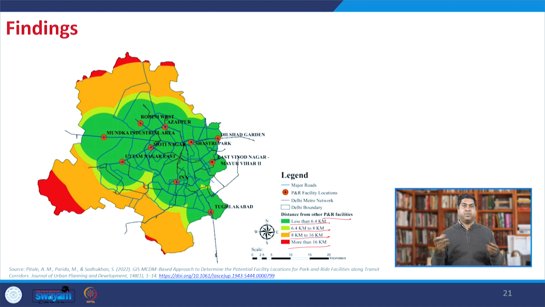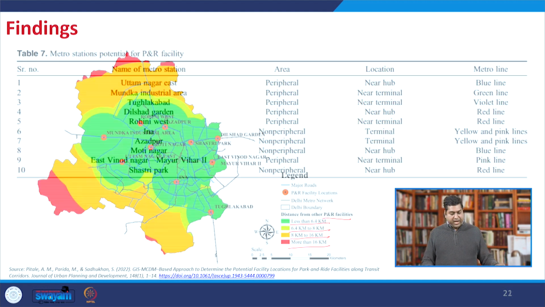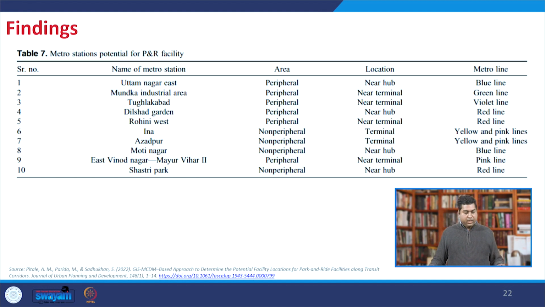So with that particular weighted score, the maximum score that we obtain for these 10 stations among all the metro stations that we have considered. In this case, Uttam Nagar East, Mundka Industrial Area, Tughlakabad, Dilshad Garden, Rohini West. So these are all stations which are in the periphery. They are found to be effective.